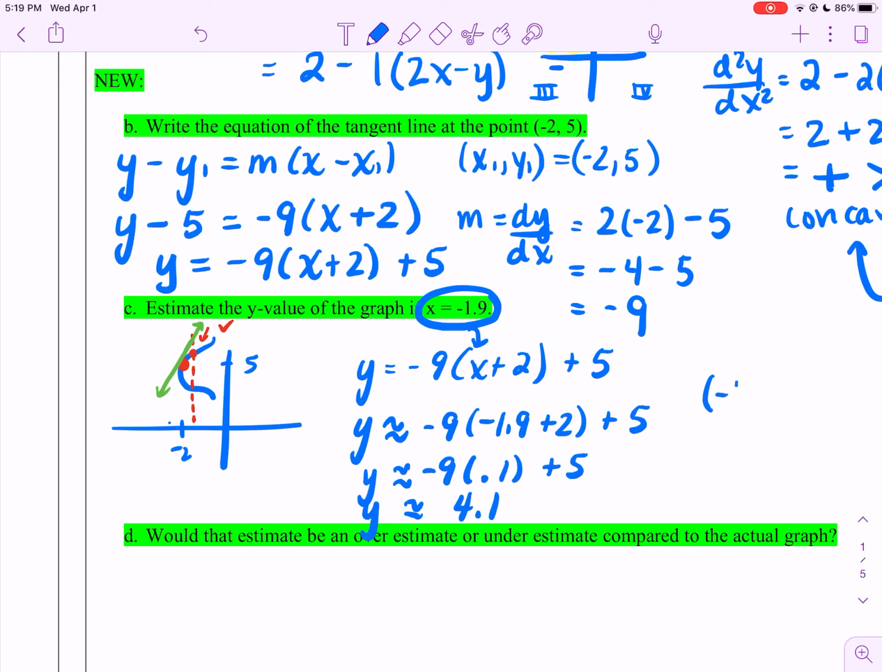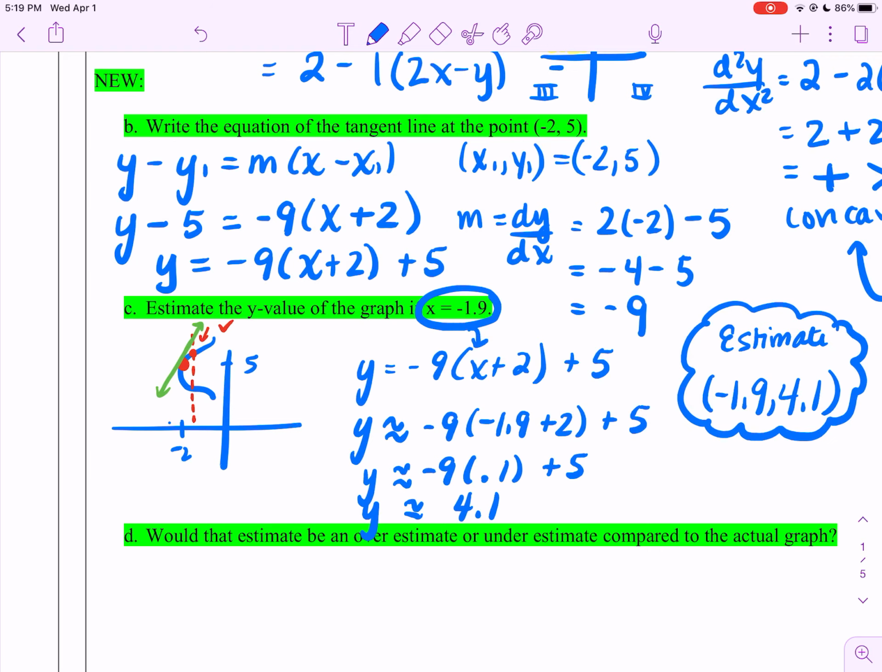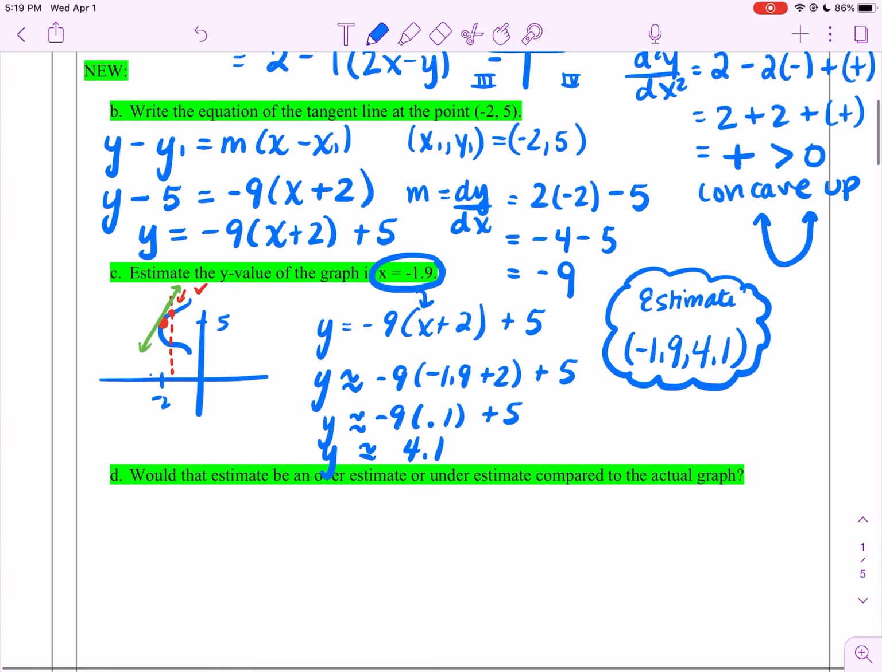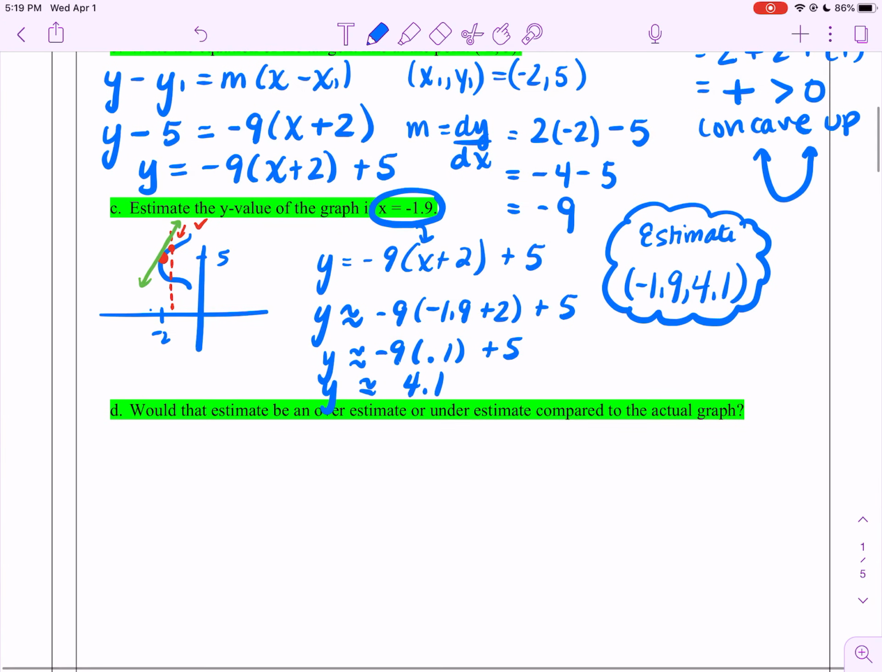So the coordinate -1.9 and 4.1, this is an estimation of a point that's on the graph. This is not the actual value. This is just an estimate of that y value. The question is, however, is that estimate an overestimate, or is it going to be an underestimate compared to the actual graph? Well, let's think about this for a second.